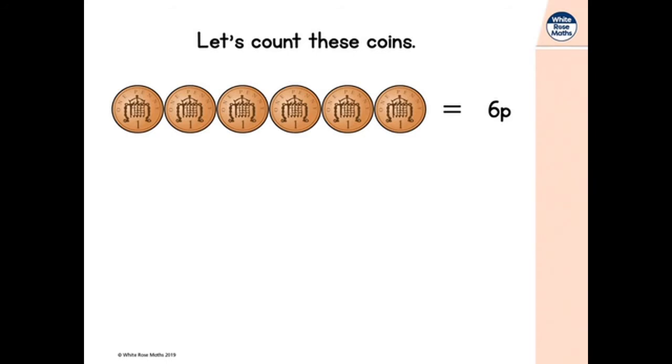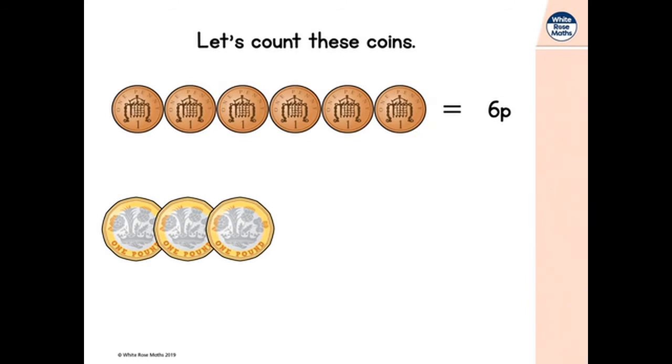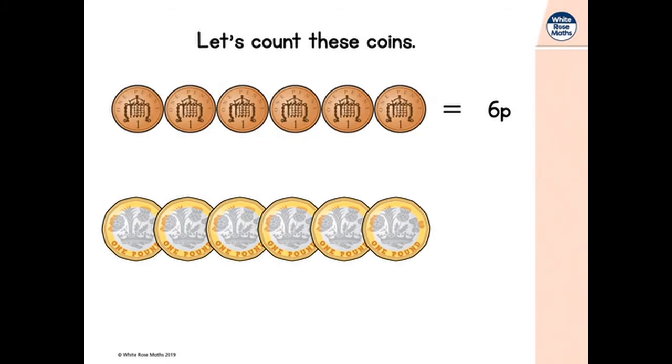Let's try another one. This time, we're counting by pounds. 1 pound, 2 pounds, 3 pounds, 4 pounds, 5 pounds, 6 pounds. Yes, we have 6 pounds here.